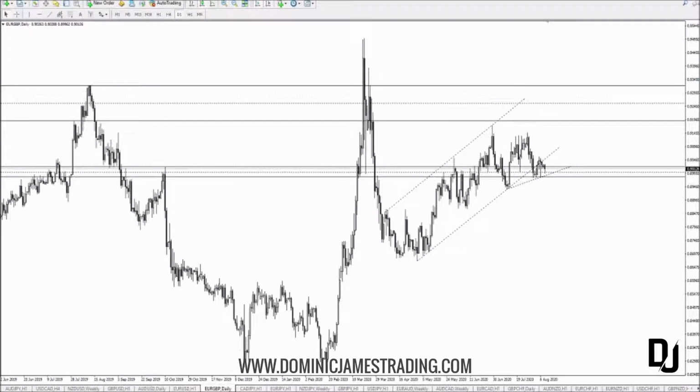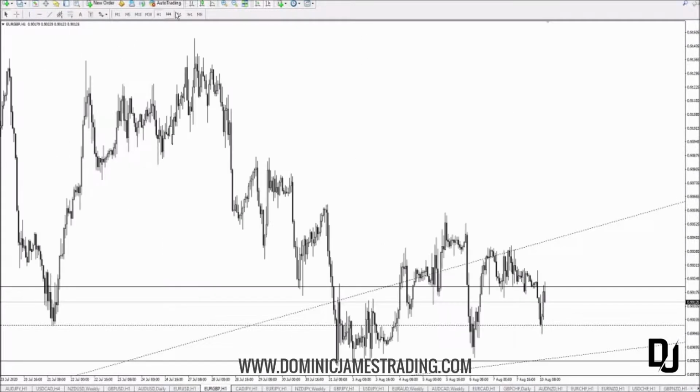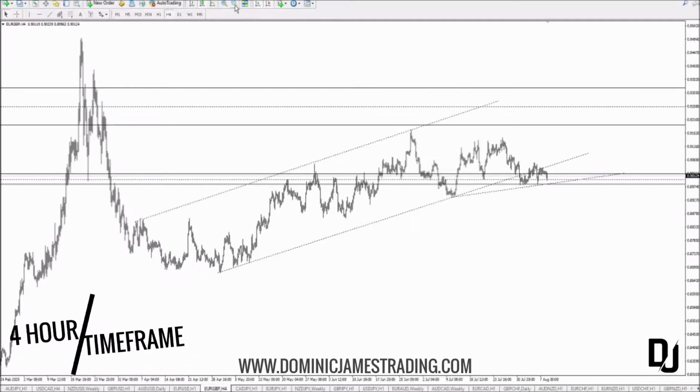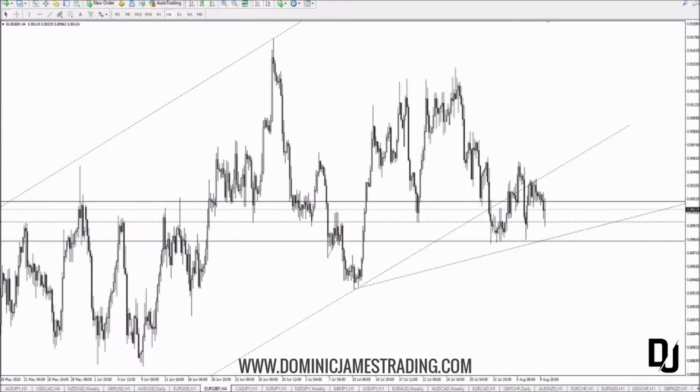So we'll wait and see if we can get this structure break like this, and then that will give me a green light to start hunting for some selling opportunities. But you can see here in the H4 how this level is quite significant.